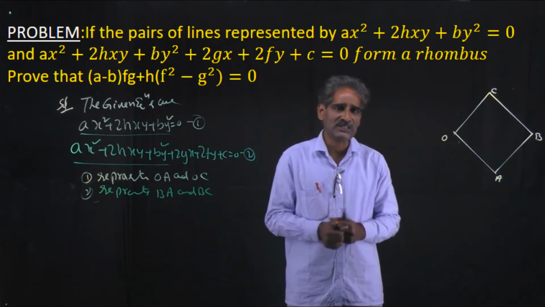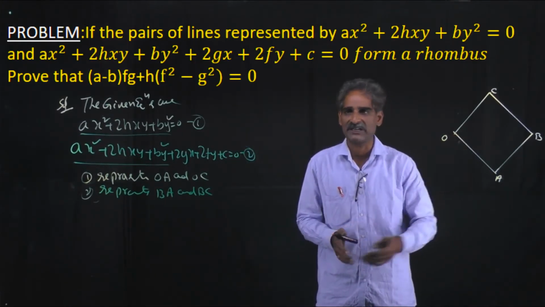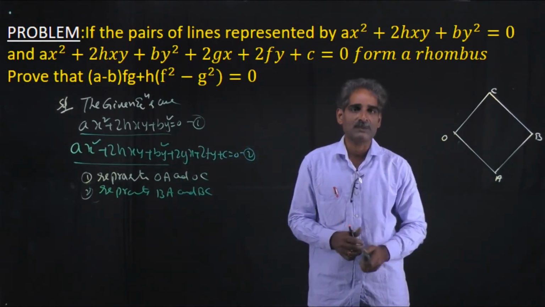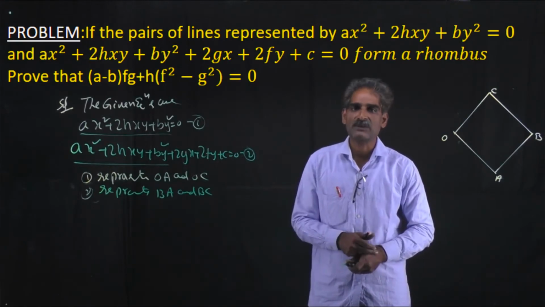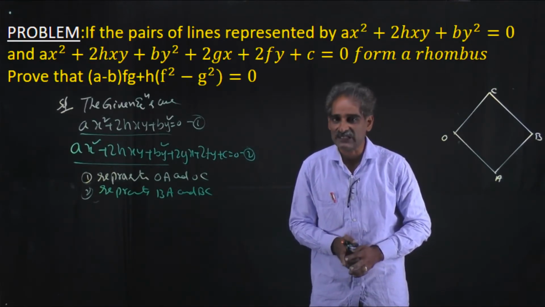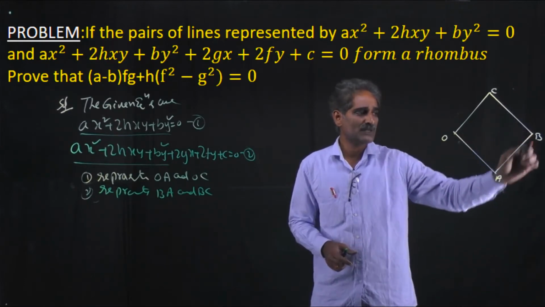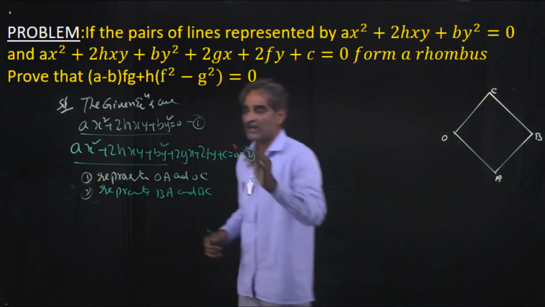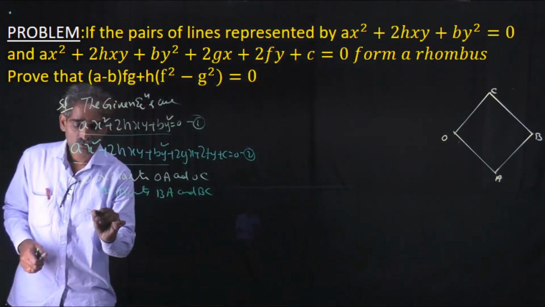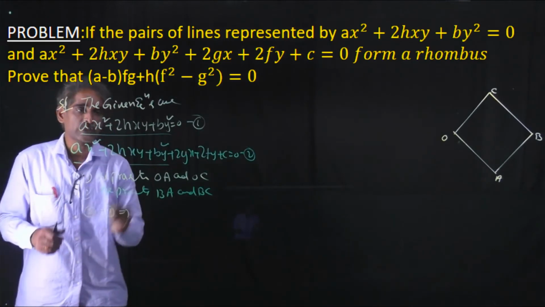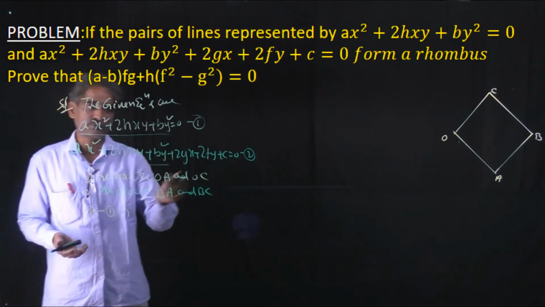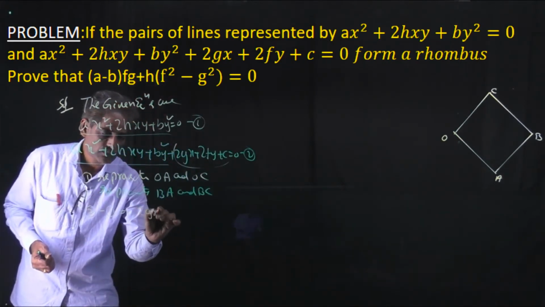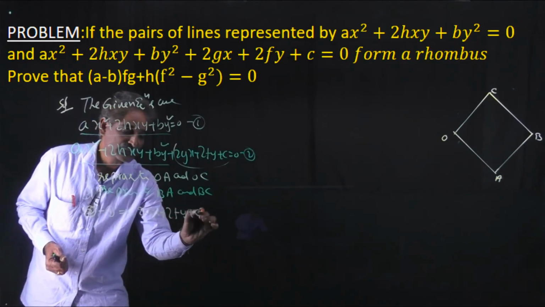In a rhombus, what is the condition? Diagonals are perpendicular, and adjacent sides are not 90 degrees. With the help of the diagonals perpendicular condition, we have to prove this condition. First of all, try to find the slopes of the diagonals. We know the combined equation of BA and BC and the combined equation of OA and OC. Now subtract 1 from 2. What will happen? Here the homogeneous second degree parts are the same, so 2 minus 1 gives only this part, that means 2gx plus 2fy plus c equal to 0.